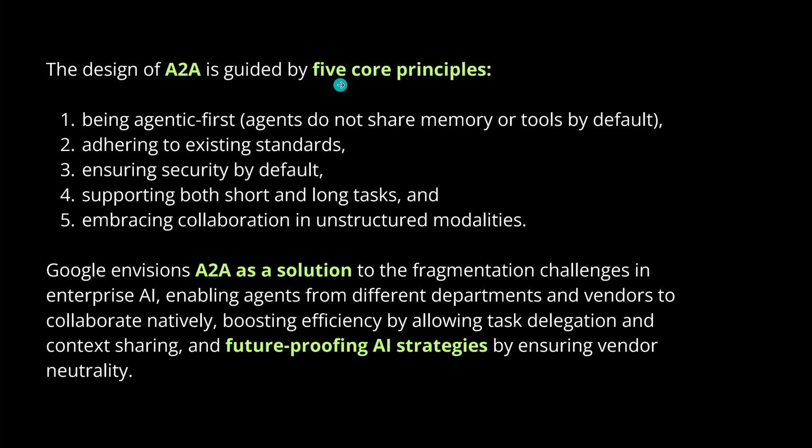What's nice, I deduced for me 5 core principles here of A2A. Being agentic first, adhering to existing standards, ensuring security by default, so both short-term and long task, chain of thought, for example, and embracing collaboration in unstructured modalities. It is really a nice solution here. I think it is better than all the other agentic frameworks that we have right now because cross ecosystem. Future-proofing AI strategy. Yes, I believe Google will further develop this.